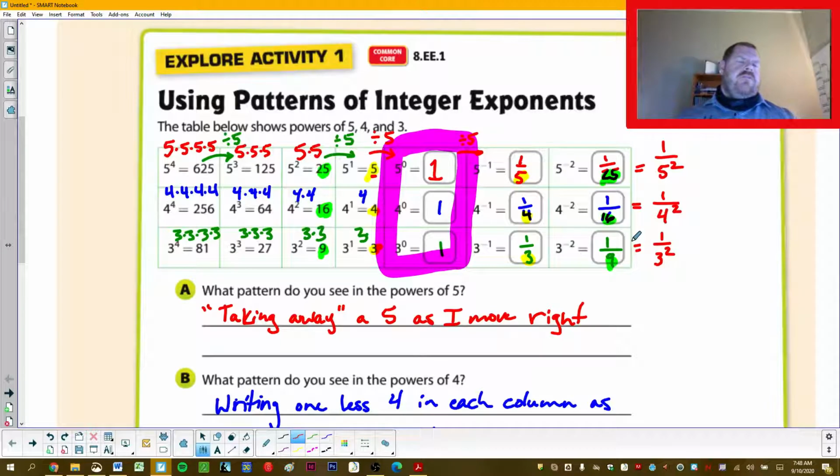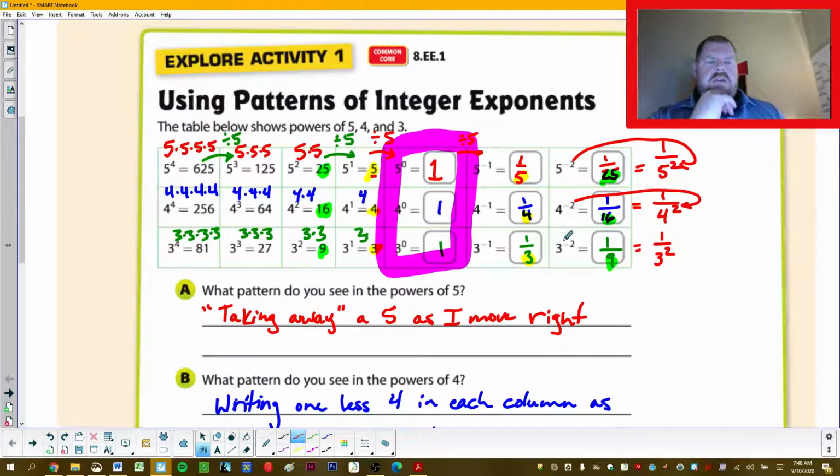Now that's important for a very special reason. This 2 carries over to be right there. This 2 carries over to be right there. And this 2 carries over to be right there. So what we do when we have a negative exponent is we keep that exponent, but we put it in the denominator. So we write it as 1 over. So the quick trick is to write 5 to the negative 2 as 1 over 5 to the 2.